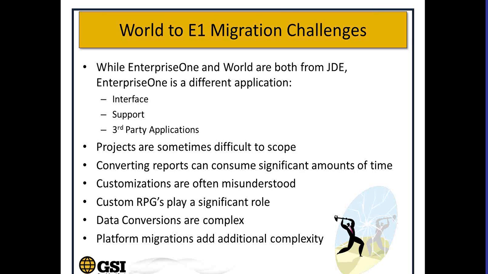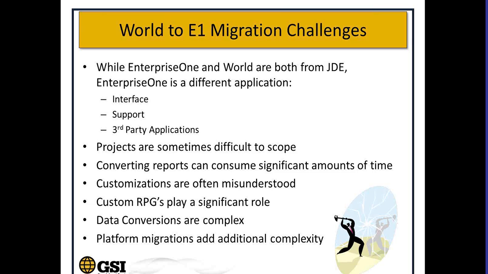The data conversions are complex, and I don't necessarily mean that they're overly complex, but it's not just, I get in there, I run setup, and it changes all my data from World to EnterpriseOne. It's a process. Even when you're upgrading from World to World, there's still a process, right? And it's not that simple. You have to go through and pay attention to what is changing, and there are a lot of tools that actually do the migrations for you and convert your data from a World format to an EnterpriseOne format.